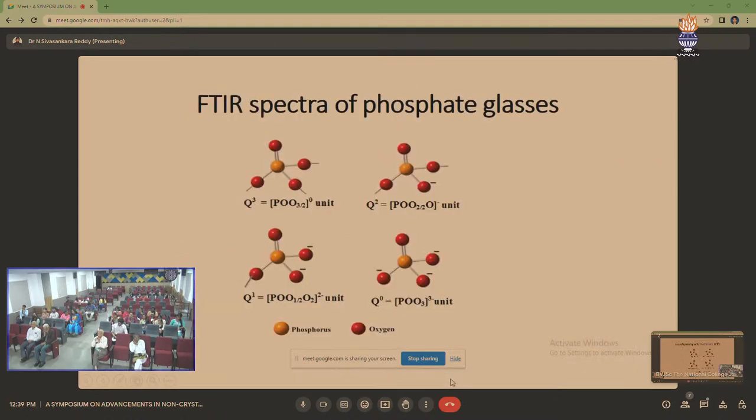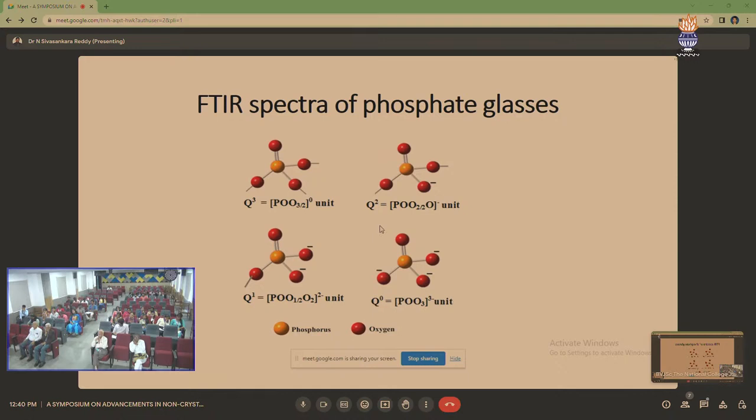I have also taken one of the research articles which I saw today, with FTIR spectroscopy for phosphate glass also. I would like to add some few details upon FTIR spectra of phosphate glasses. Basically, the phosphate glasses are characterized by structural units called Q3 units, Q2 units, Q1 units, and Q0 units.